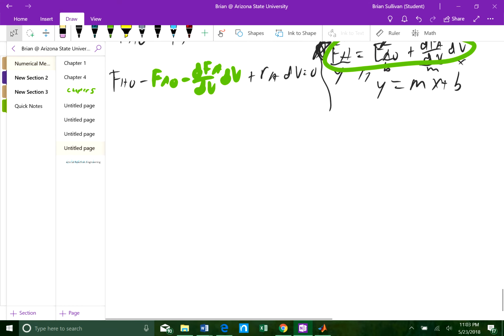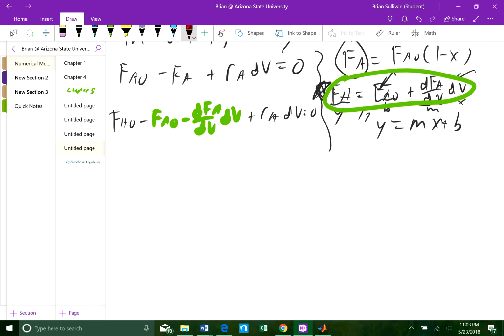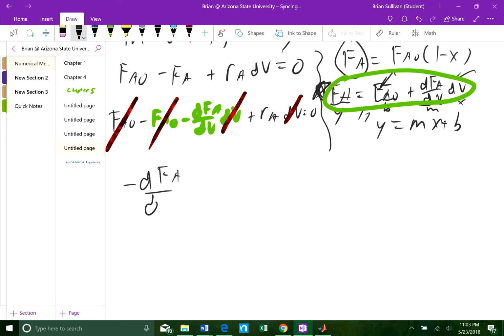Okay, now here's the reason why we used it. I'll do this one in a really cool color. FA0 and FA0 will subtract from each other. But now you're left with dV over dV. That's why we use that equation, because we can get rid of the dVs. Now, what are we left with? Right here. This is exactly what we're left with.